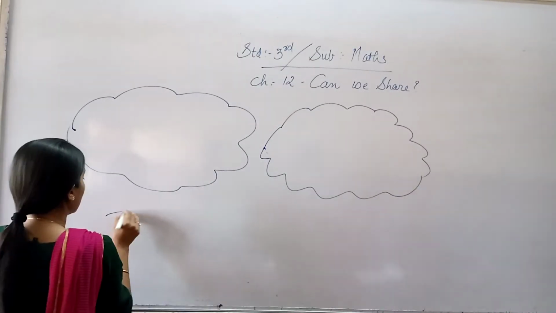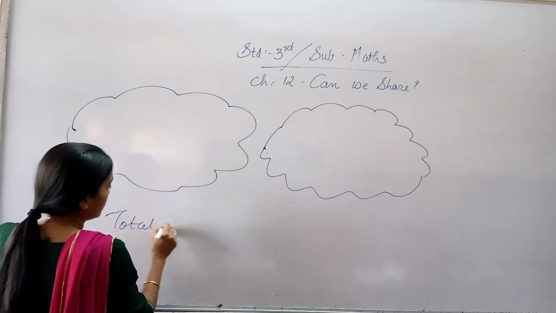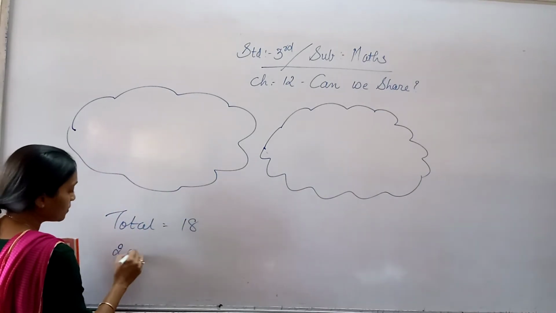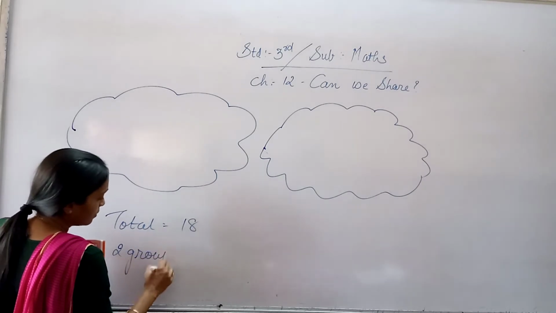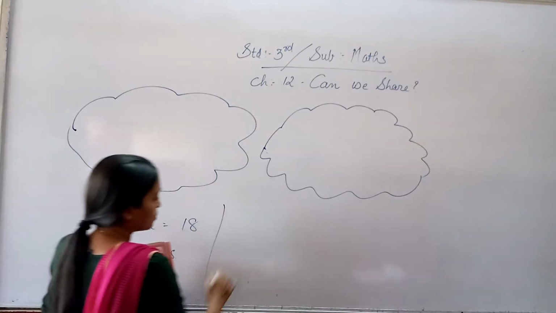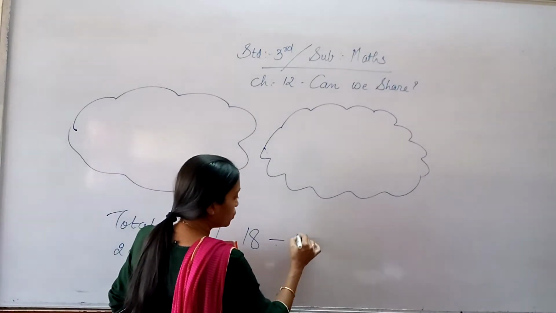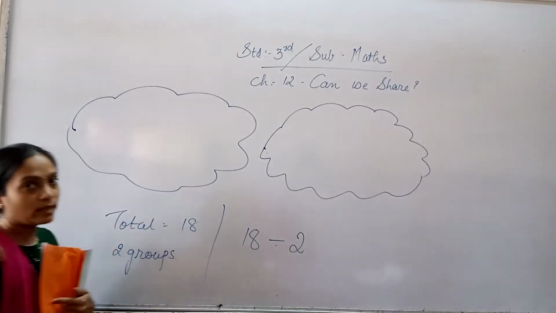There are total 18 stars and you have to divide it into 2 groups. So it is 18, it's a total. Divide into 2 groups.